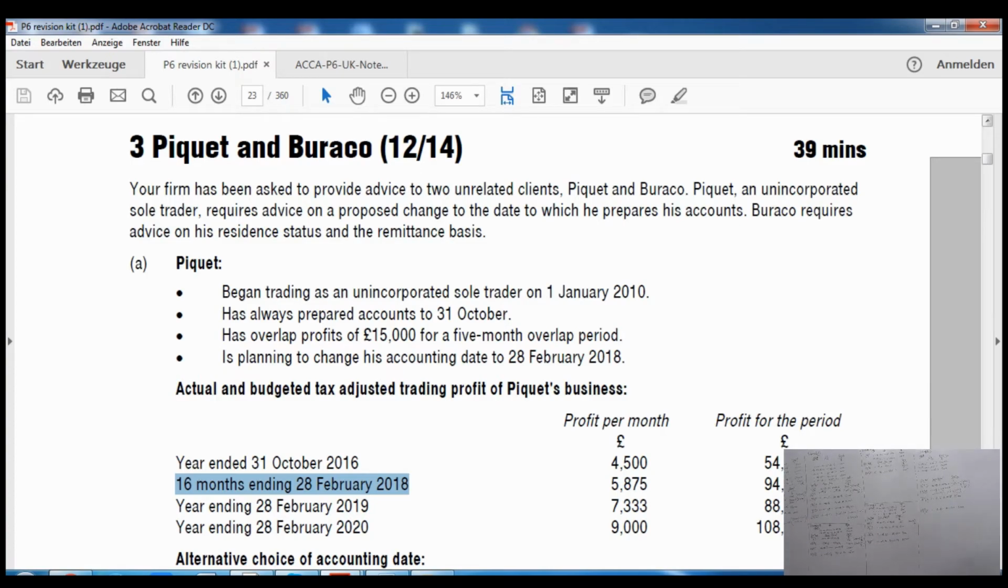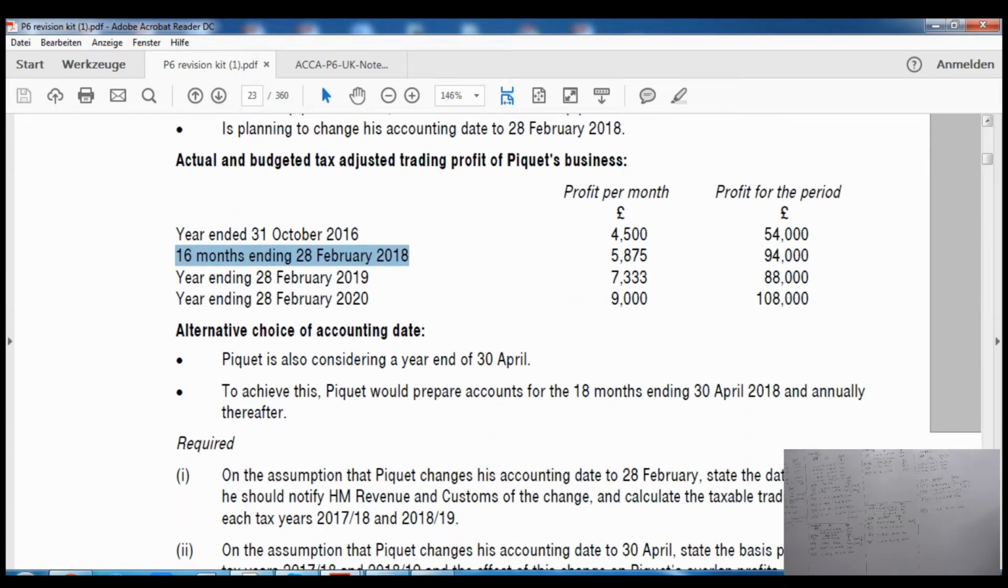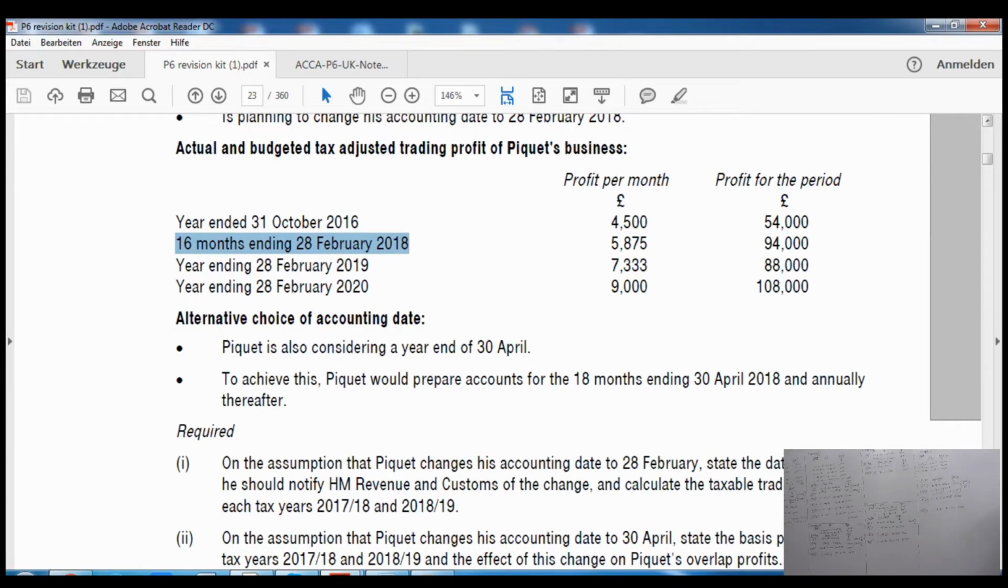So he must inform by 31st January after that. So obviously it will be 31st January 2019, all right, because it is tax year 17-18. So if you just tell him the date when he should inform HMRC, you will get 1 mark. So you have already secured 1 mark by telling him by what date he should inform HMRC, because he's asking about that as well. Now the remaining 2 marks are for calculating the taxable trading profits for each of the tax years 17-18 and 18-19. So we have to calculate the taxable trading profit.